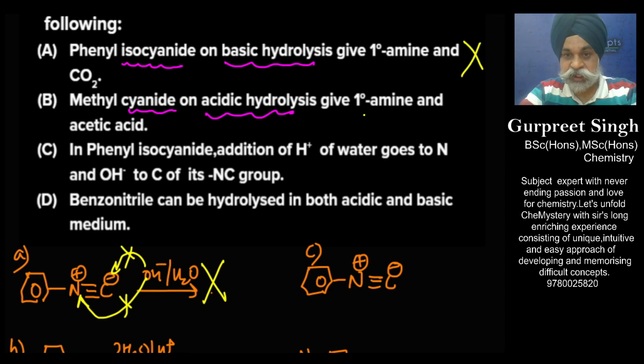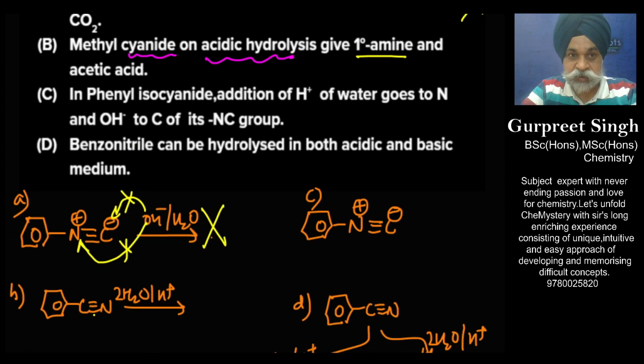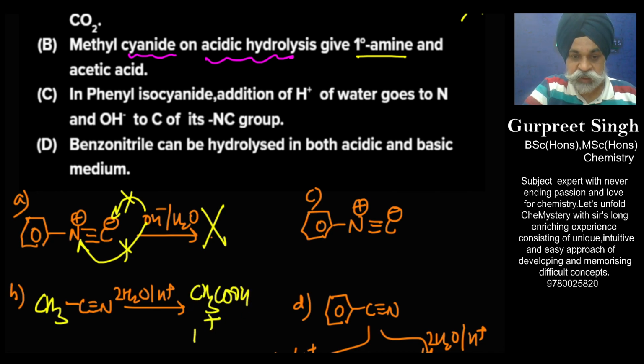Methyl isocyanide on acidic hydrolysis gives you primary amine and acetic acid. They have given methyl isocyanide, so methyl isocyanide is to be placed here. Methyl isocyanide on acidic hydrolysis will give you acetic acid along with ammonium salt. So they have shown primary amine. This is a wrong statement. Although acetic acid is being formed, methylamine, the primary amine, is not being formed.